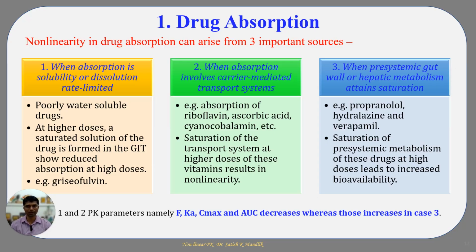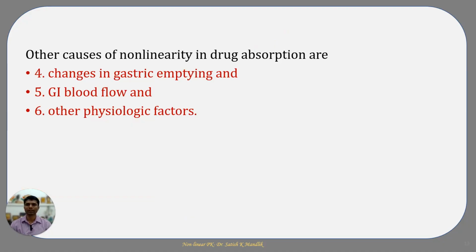Out of these 3 points, in points 1 and 2 the PK parameters decrease, and in point 3, as the pre-systemic elimination retards, more drug will be available in the plasma, thus the bioavailability increases. There are certain other causes of nonlinearity related to absorption: changes in gastric emptying period, the blood flow in the GI tract, and other physiological factors.